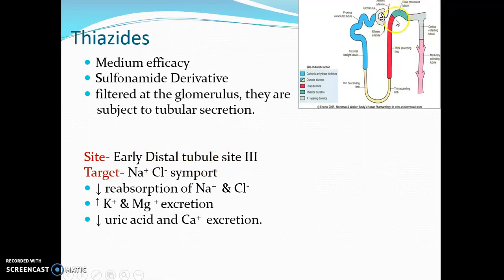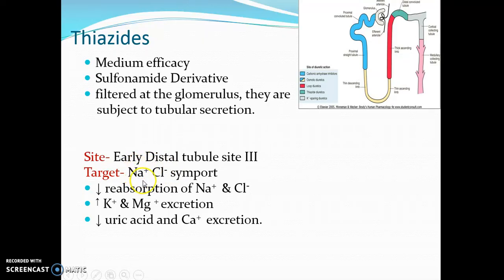Early distal tubule is the site where this group of drugs act. And the target is the sodium chloride transporter. Sodium chloride transporter is present in the early part of the distal tubule, which is inhibited by the thiazide group of drugs. Now, on inhibiting the sodium chloride transporter, there is decreased reabsorption of sodium and chloride. So more excretion of sodium and chloride happens through luminal urine.